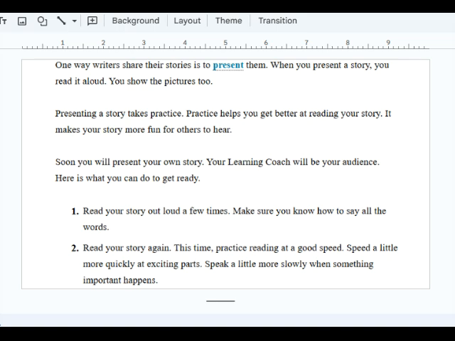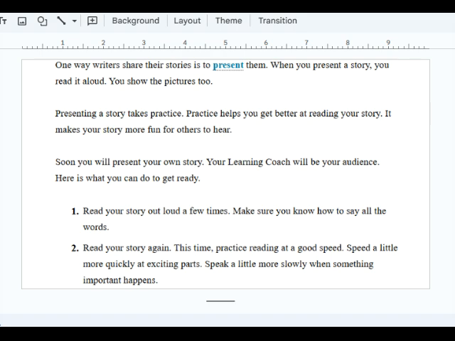One way writers share their stories is to present them. When you present a story, you read it aloud and you show your pictures too. Presenting a story takes practice. Practice helps you get better at reading your story. It makes your story more fun for others to hear. Soon you will present your own story. Your learning coach will be your audience.